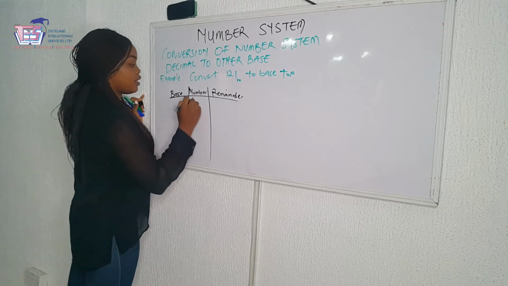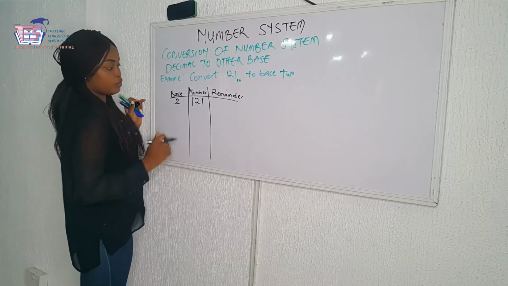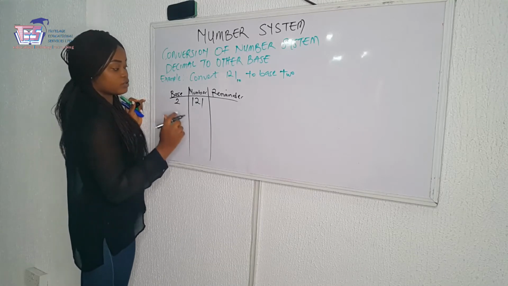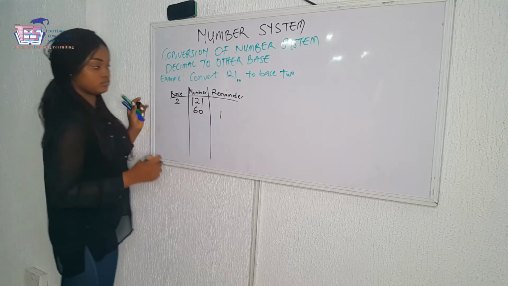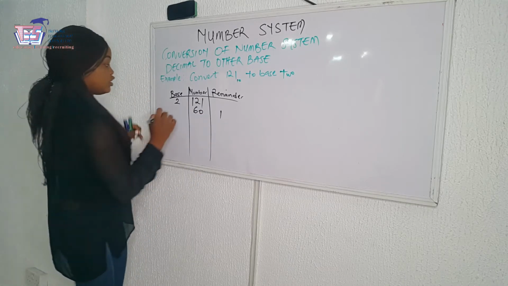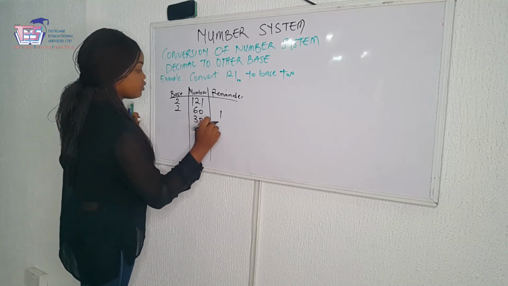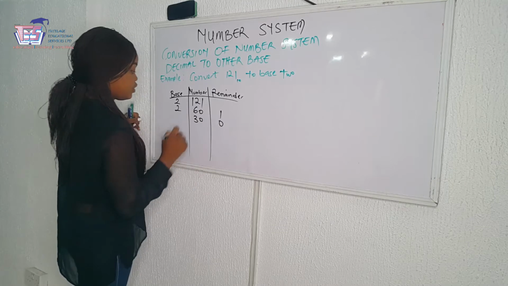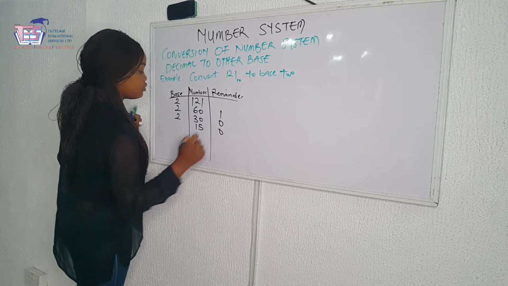So we have our number 1 to 1, the base 2. 1 to 1 divided by 2 rather. We have 60, remainder 1. We will always put the remainder because that's what we need. 60 divided by 2, we have 30, remainder 0. 30 divided by 2 again, we have 15, remainder 0.